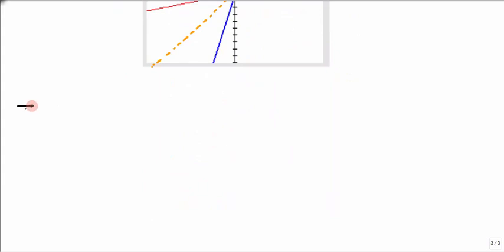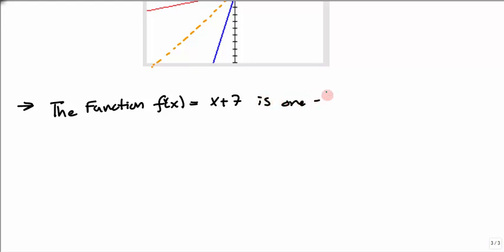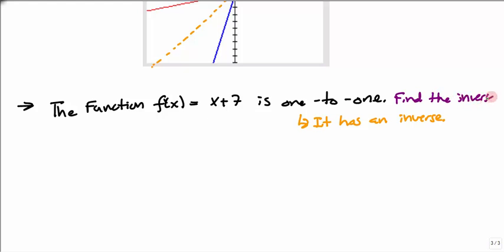Now sometimes they give us some information to start with. So for this example, they tell us the function f of x equals x plus 7 is 1 to 1. And basically that means it has an inverse. So if a function is 1 to 1 and it has an inverse, they want us to find the inverse. So this is when we go through those 4 steps that we outlined above.